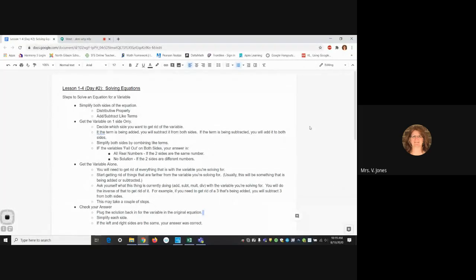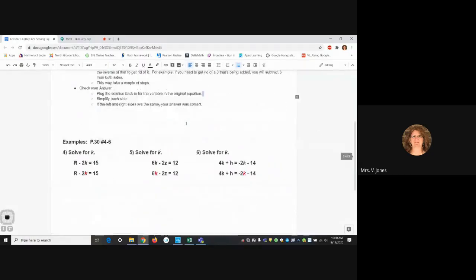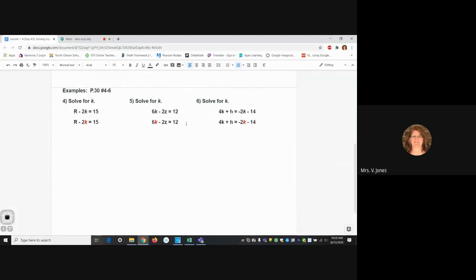All right, so here are the notes. You can find these on Canvas also. This is day 2 of solving equations. So I'm going to skip down through the notes. If you want to look at those on Canvas, you can, or you can rewind this and go back and look at it that way.